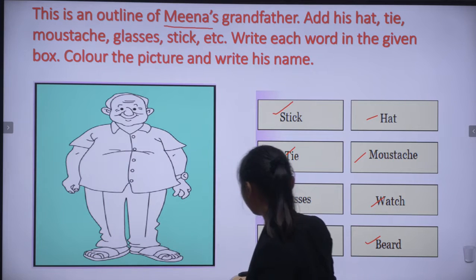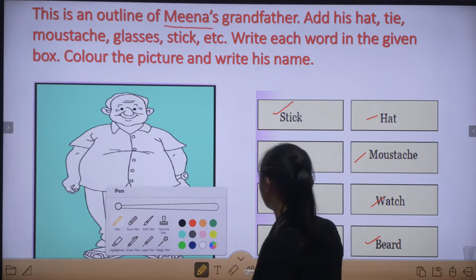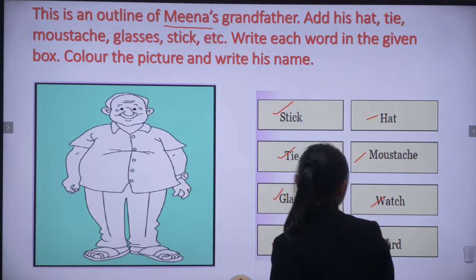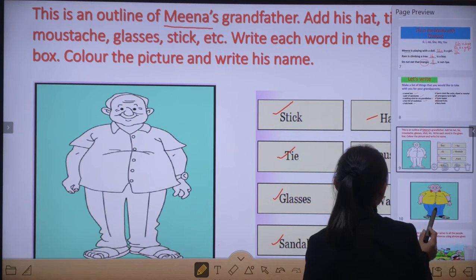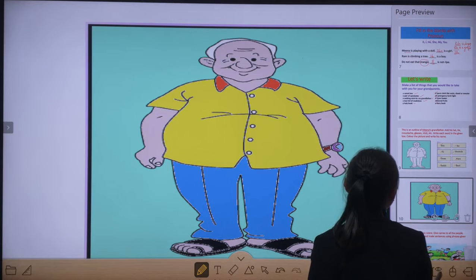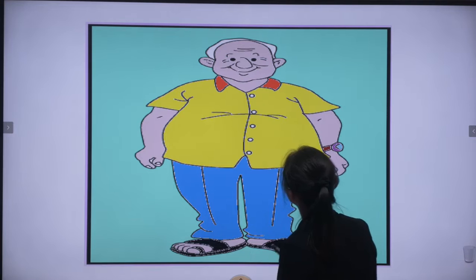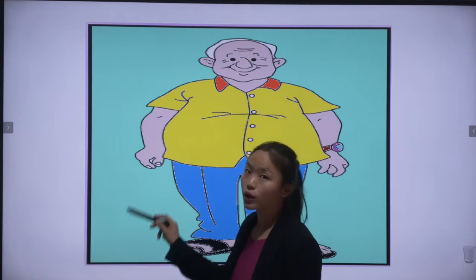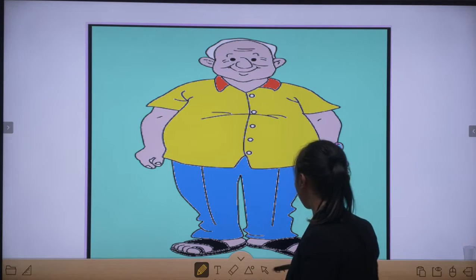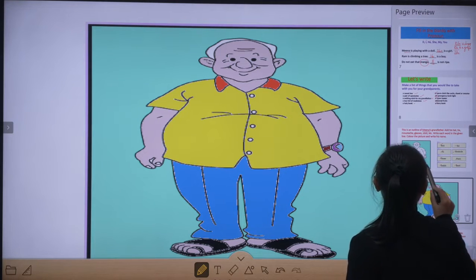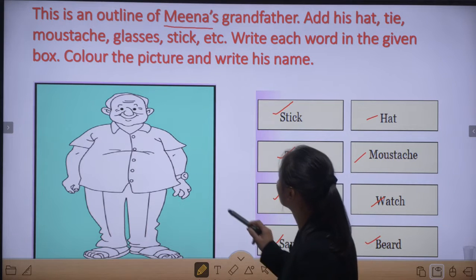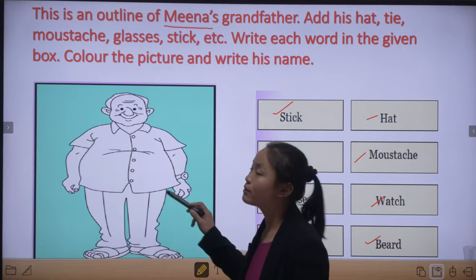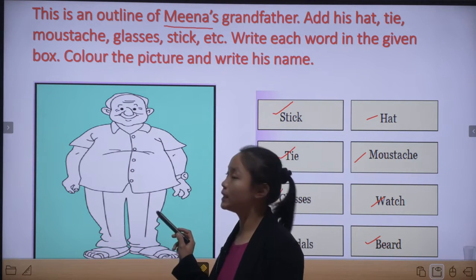Like this you have to color all these things. You have to color it nicely, neat and clean. You have to color this picture neat and clean.